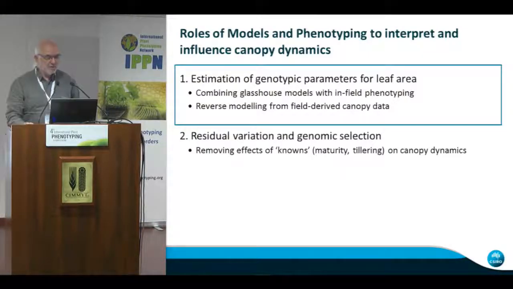So if we look at a couple of examples in field phenotyping, I wanted to cover canopy dynamics, and this is the first point here, looking at genetic parameters for leaf area, and this notion of combining glasshouse models with in-field phenotyping. And so there were some questions about that earlier. I think it's very critical that these things can really happen. There are things you can do much better in glasshouses than in the field, and I think Francois showed that beautifully the other day. And you can do reverse modelling from field-derived data to get some of these things.